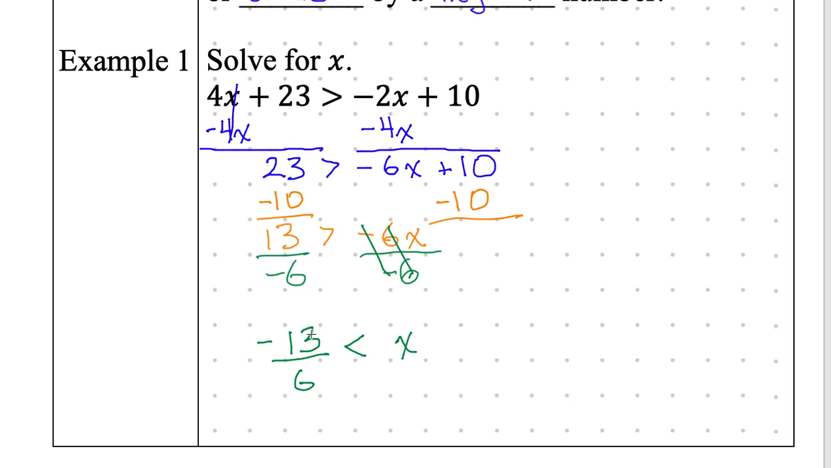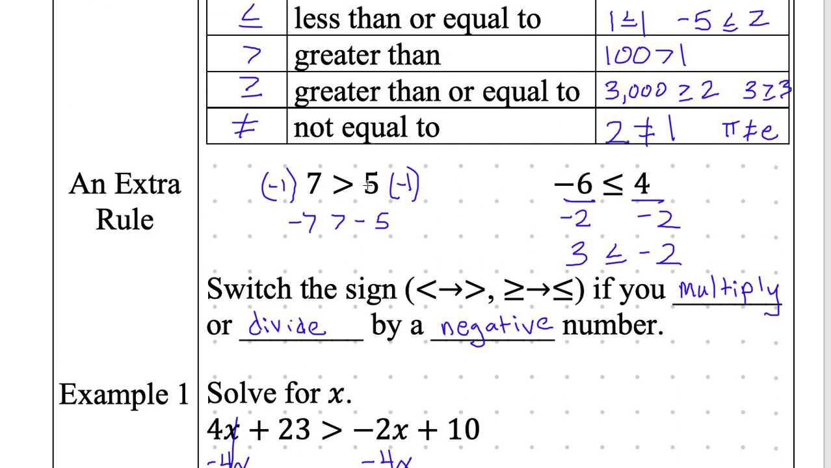But why do you do that? It's because of this rule up here. We had a true statement, but whenever we multiply by a negative 1 or divide by a negative, whenever you multiply or divide by a negative, you need to switch the sign. Otherwise, you'll have a false statement.